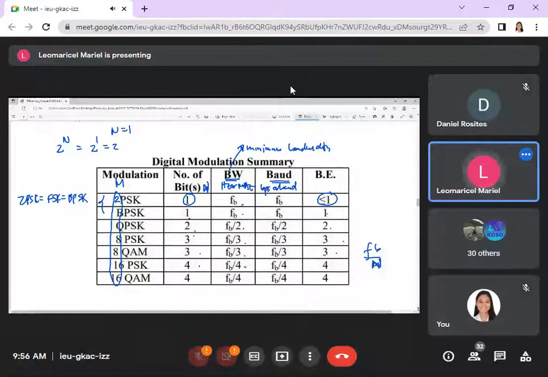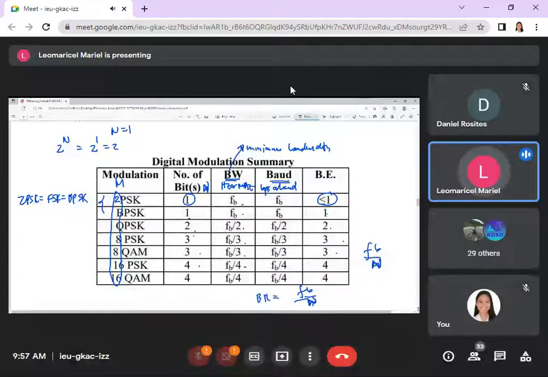Ang baud rate, sinabi natin, baud rate is equals to FB over N din. So FB is your input bit rate, your N is the number of bits na ipoprocess mo. So kaya very similar yung dalawang ito, and the bandwidth efficiency will be the same. Okay? Sundan?